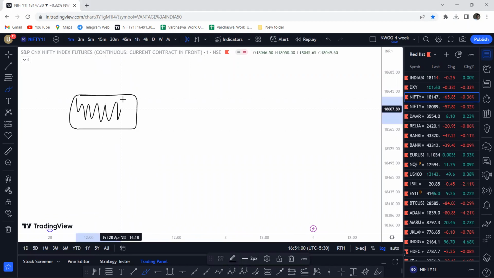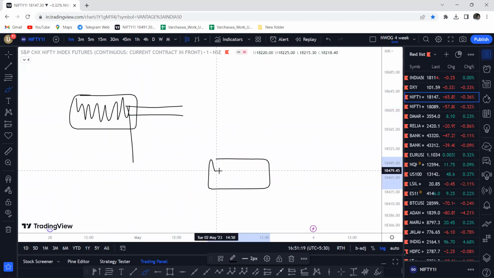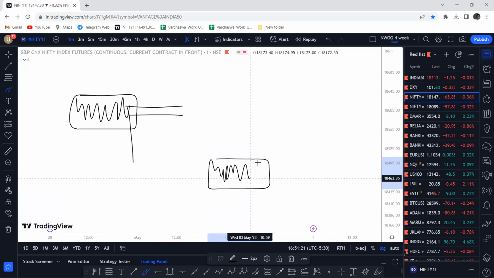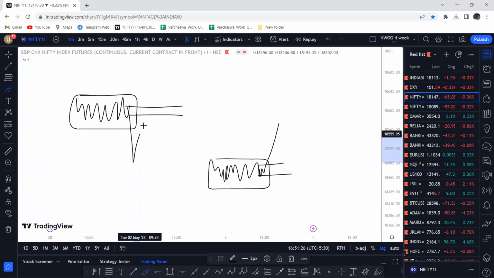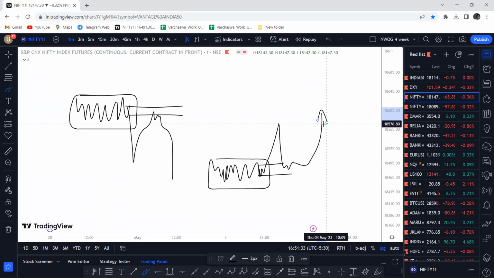origin supply. So what is a supply zone? In this case, if you see here, this is a base. This is what we call a base. And when the price breaks out here, this is what we call a supply zone. In the same way, if I have this base, this is a consolidation. The price breaks out of this consolidation. This is your clue to take a short. This is your clue to take a long position.